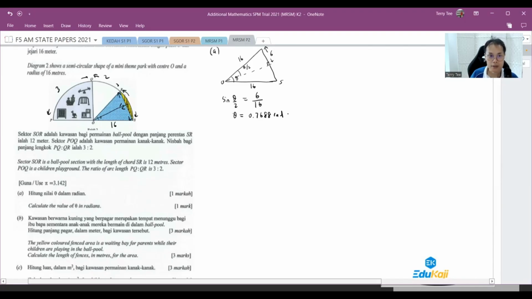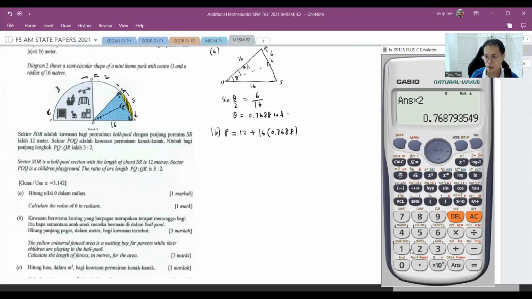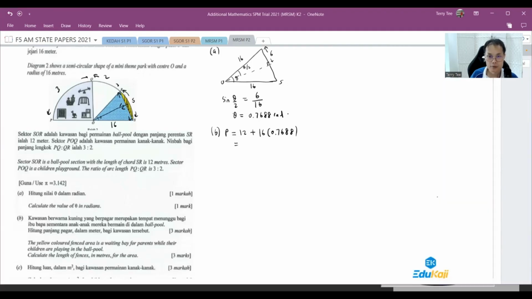Perimeter of the segment, in this case, since we already know the length of this chord, we just have to add in the length of the arc. So your perimeter or the length of fence is given by the length of chord, 12, plus length of arc, which is r theta. I know my r is 16. My theta is 0.7688. So we should just add them up: 12 plus 16 times 0.7688. Okay, my answer is 24.3 meter.